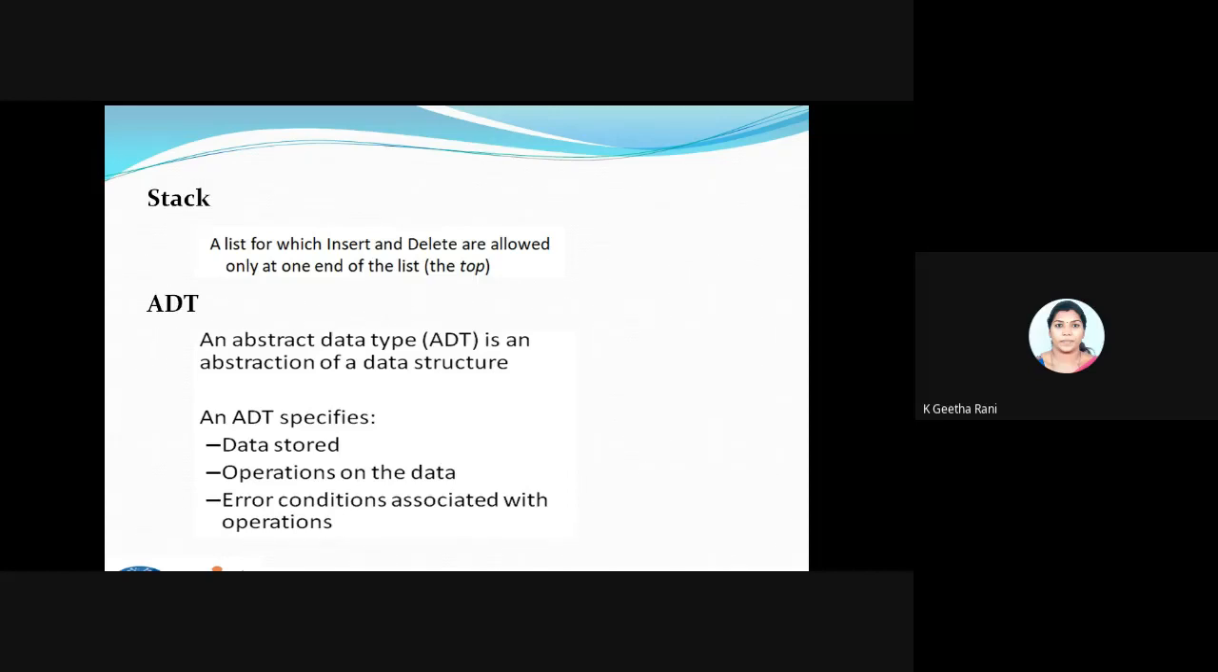What can the data structure be? It can be a list, a stack, or a queue. This ADT tells about the data storage, the operations on my data, and the error conditions when some operation occurs. I'll take a simple example to tell you what this ADT exactly means.